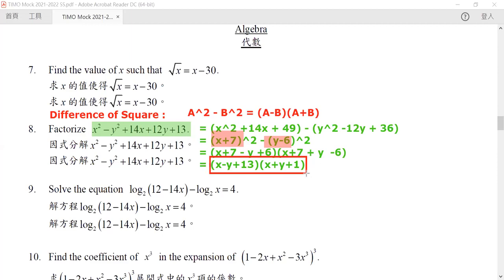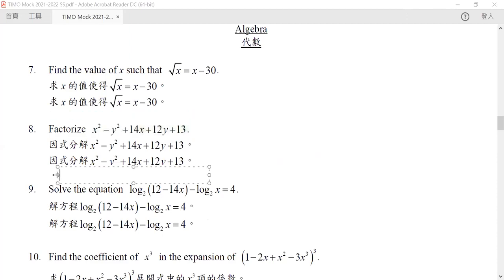Okay, so question number 9. Now, for question number 9, we need to make use of a property of the logarithm function. The property is this: if we have log of a plus log of b, it will be equal to log of a times b.